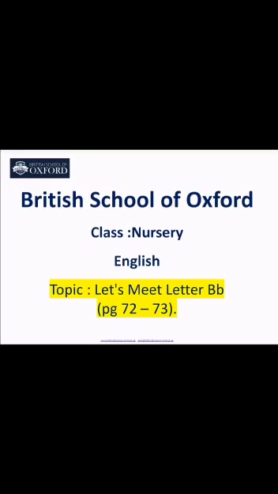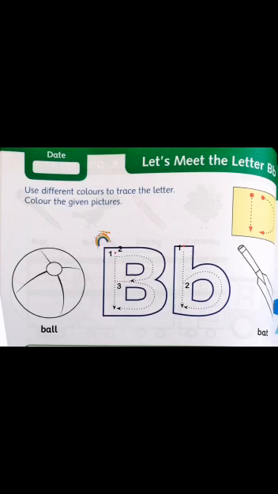This is your English period and today we are going to read letter B. Now you can see on your book page number letter B. Capital letter is called B and its sound is B, B, B, just like a bouncing ball. Its action is just like a bouncing ball. B, ball, B, bat.